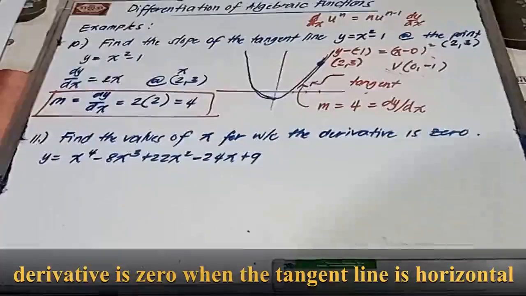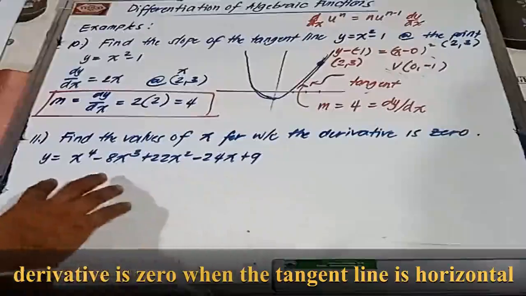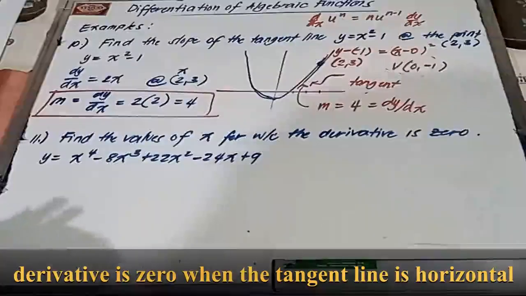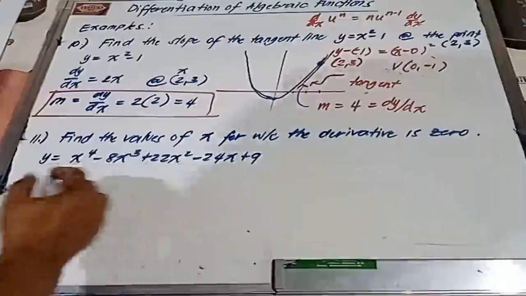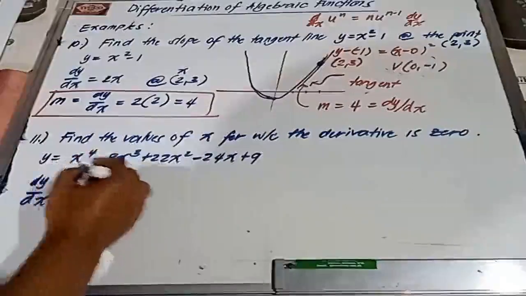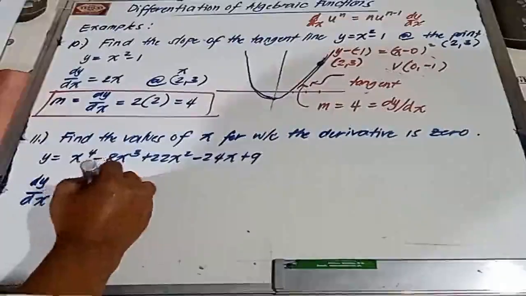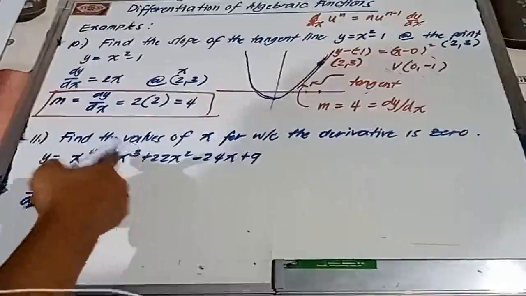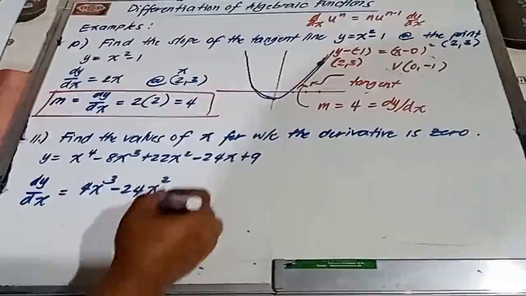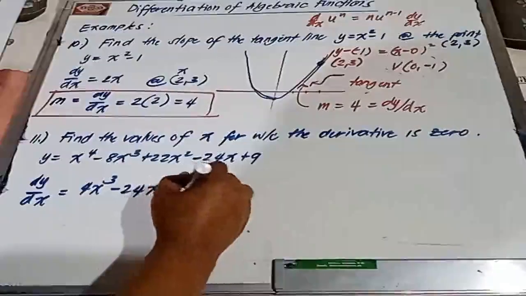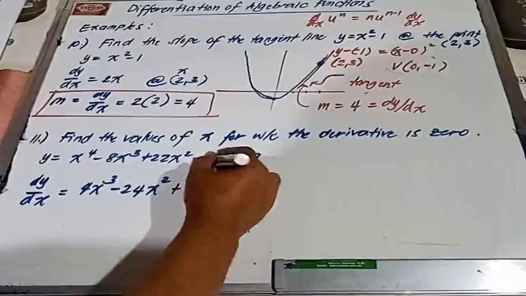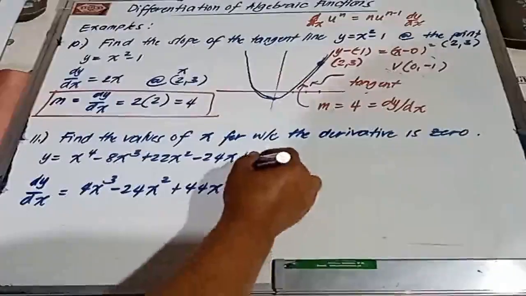But for now, what we're going to do is to determine the value of x wherein the derivative is 0. First thing to do is to determine the derivative of the function. dy over dx, derivative of x to the 4th is 4x cubed. Derivative nito, 3 times 8 is negative 24. Decrease the power of x by 1. Square 2 times 22 is 44x. And then 1 times 24 is negative 24. And derivative of 9 is 0.